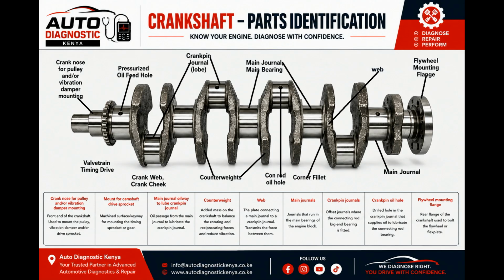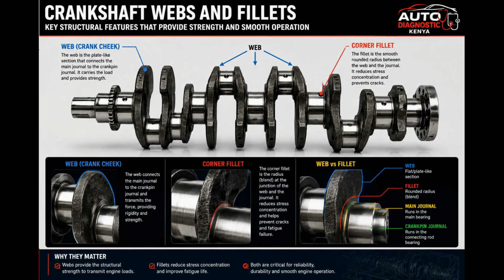Now let's learn about the webs and the fillets. How are the crankpins connected to the main journals? Through the webs. The webs are the large sections of the crankshaft that connect the main journals to the crankpins. And there is another feature that you should pay attention to. Where the journals meet the web, you won't normally find a sharp corner. Instead, there are curved transitions. That is a fillet, or radius.